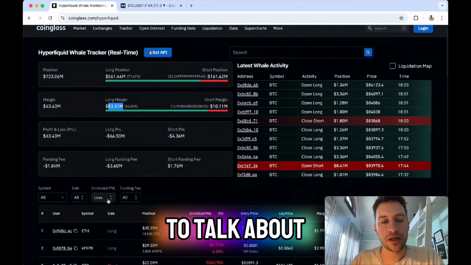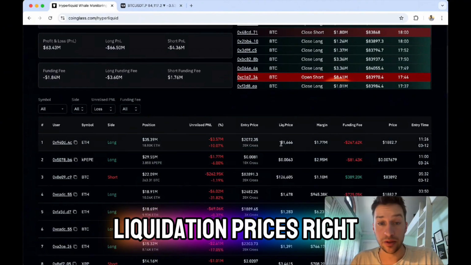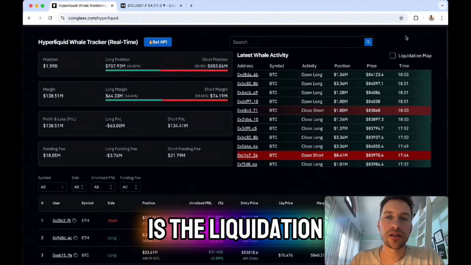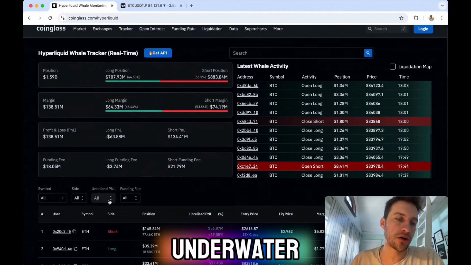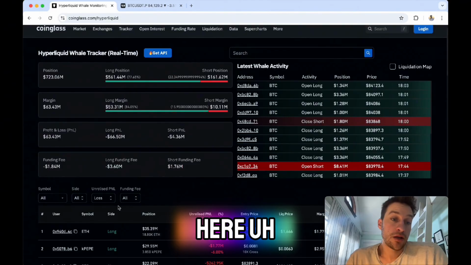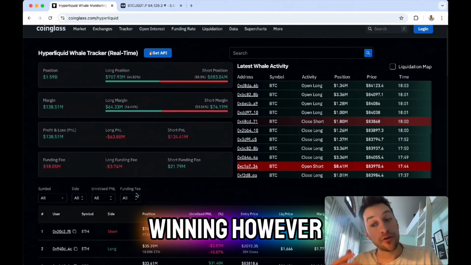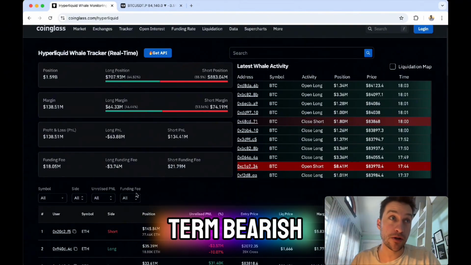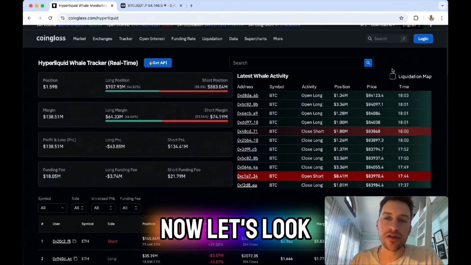Now, what I want to talk about for the main topic, besides just looking at this, you can also see people's exact liquidation prices right here. Let's put this back to normal. Is the liquidation map. This is helpful because it's going to show how many traders are underwater. As you can see here, longs are pretty much all losing and shorts are pretty much all winning. However, there are more shorts than longs. Basically, that would probably make me short-term bearish, medium to long-term bullish. Just saying that. Now let's look at the liquidation map.